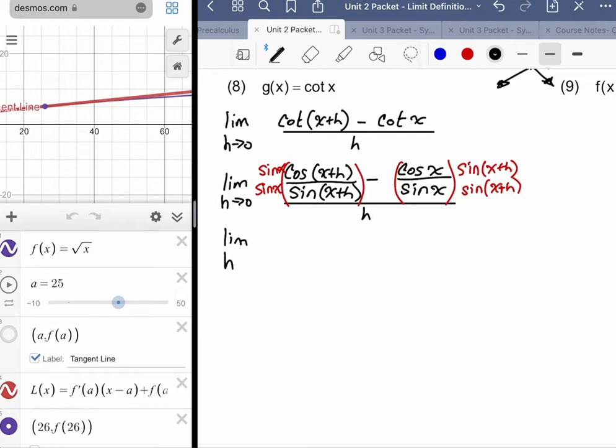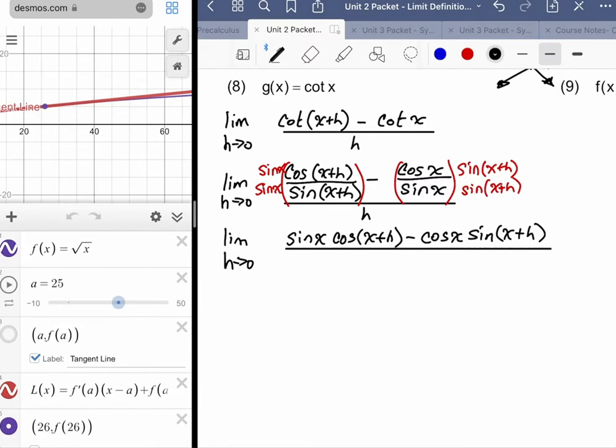You got the limit as h approaches 0. Now it got ugly, but it was all right because we got sine of x cosine of x plus h, minus cosine of x sine of x plus h, all over that common denominator, which is sine x sine x plus h, but then with the keep change flip, because remember that h is h over 1, multiply by 1 over h, that tacks the h on into the front of this expression.